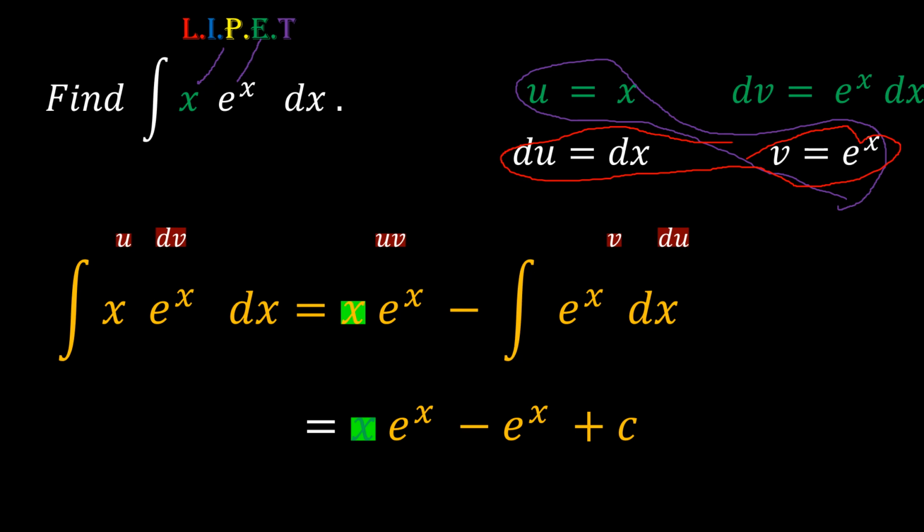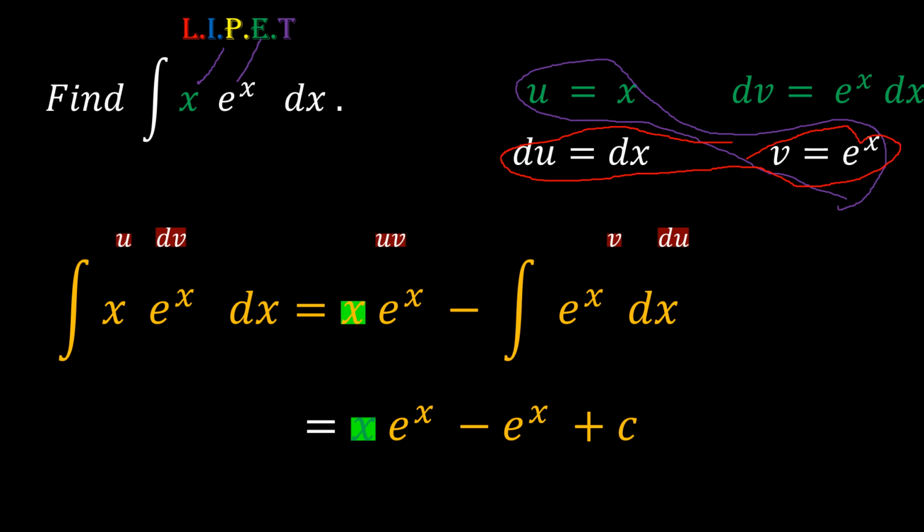So you bring down your x e to the x minus, and the integral of e to the x is just e to the x plus a constant, because we're missing the limits of integration. The lower limit is missing and the upper limit is missing. It's an indefinite integral. Okay, we're done with the second example.